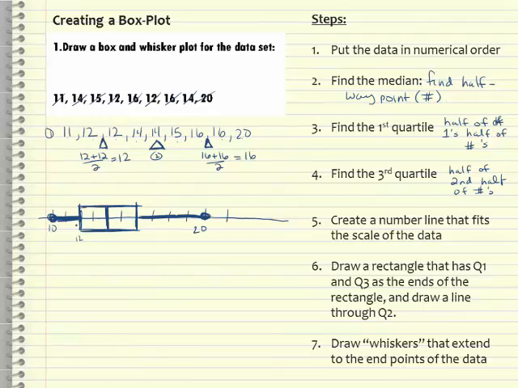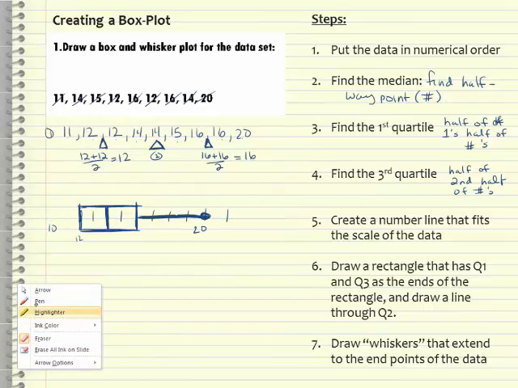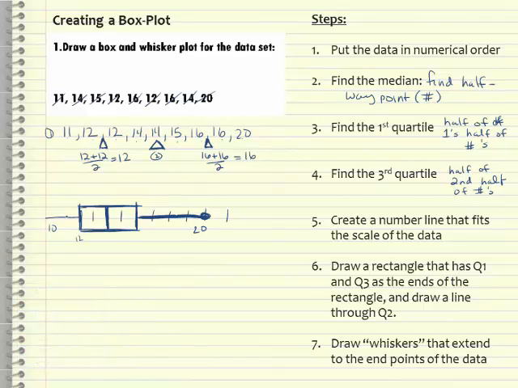Then, oh, sorry, that shouldn't have gone to 10. Hold on. That should have only gone to 11. 10 wasn't one of our data sets. So that's a box and whisker plot.